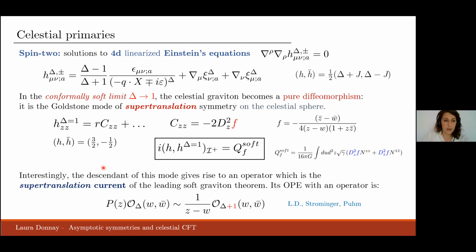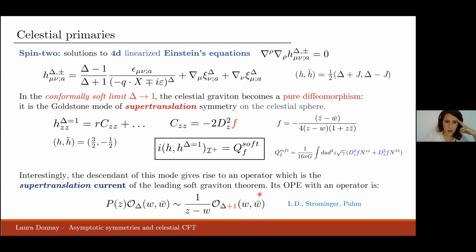So interestingly, you can associate this inner product to a sort of 3/2, minus 1/2 object, and its descendant, so its derivative, gives rise to an operator which was called the super-translation current, and which satisfies the following OPE on the celestial sphere. So the funny aspect of this mode is that it shifts the weight by 1 unit.